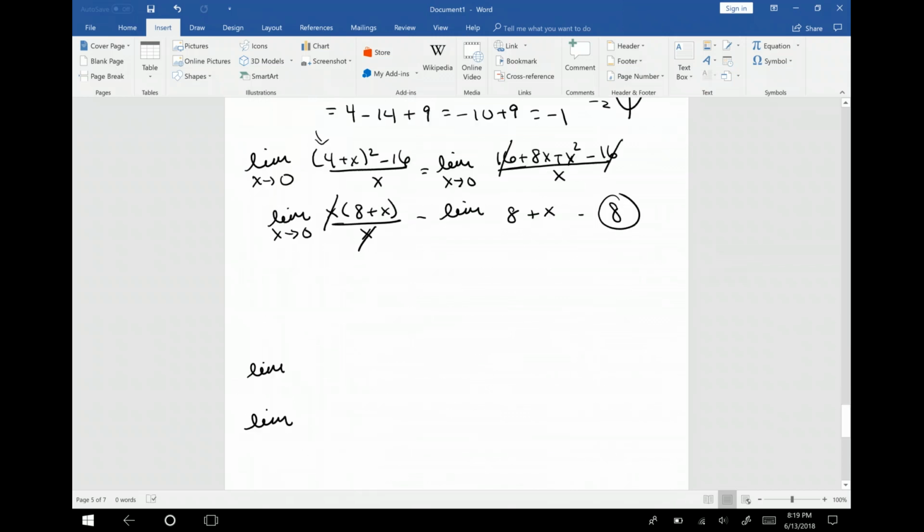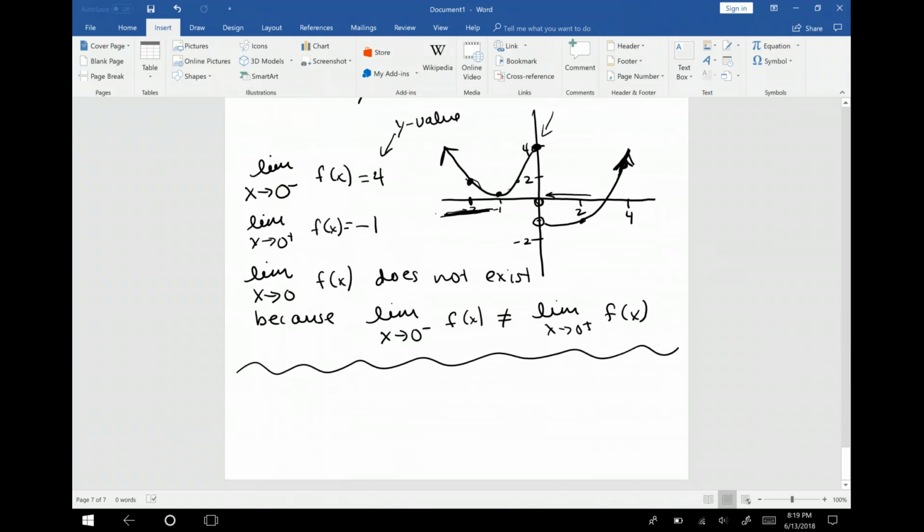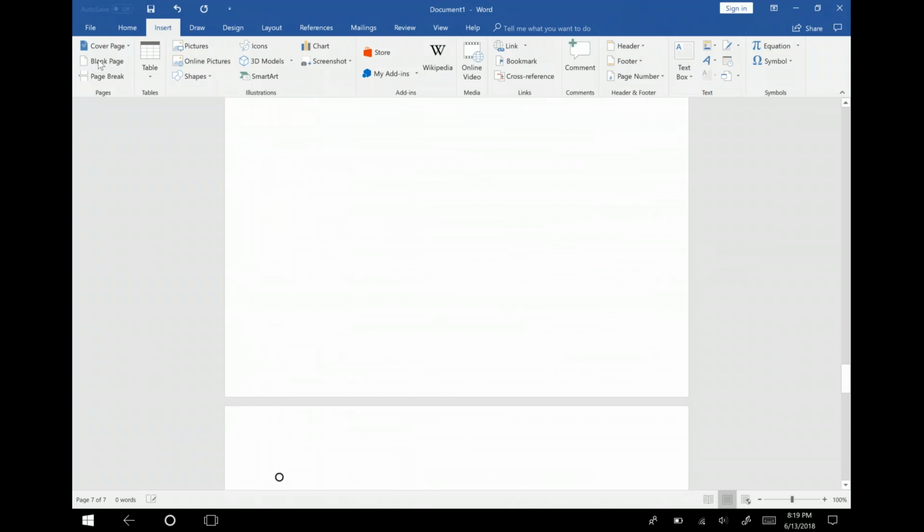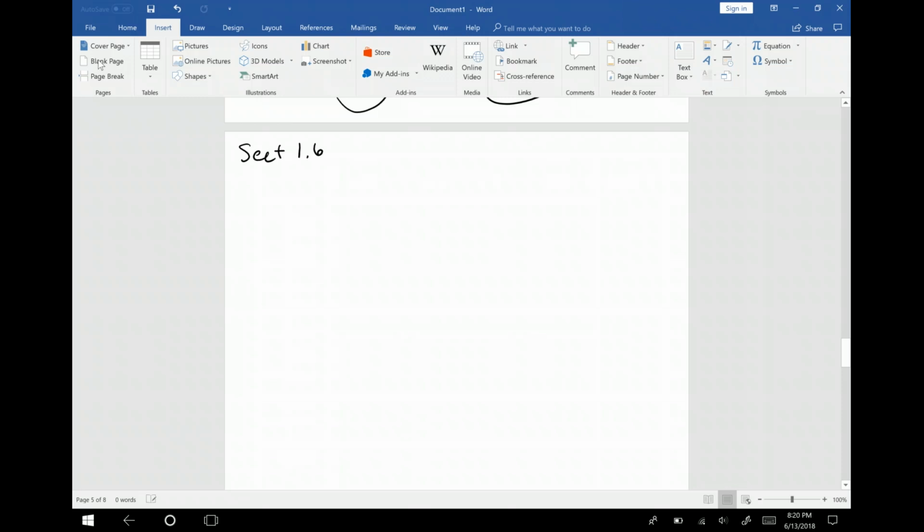Okay. Then let's talk quick about section 1.6. And 1.6 is about continuity. So we have a definition of continuity. Do you have your book open to that section? Yes. Okay, so continuity at a point. I'll talk about continuity at a point and use this definition.